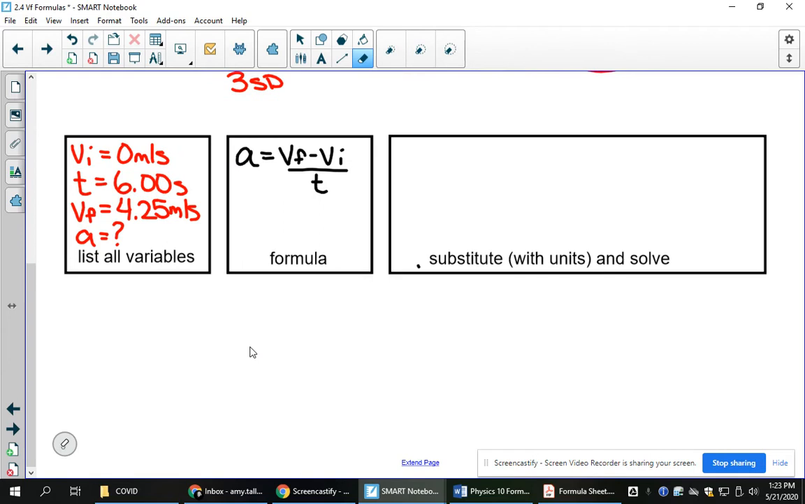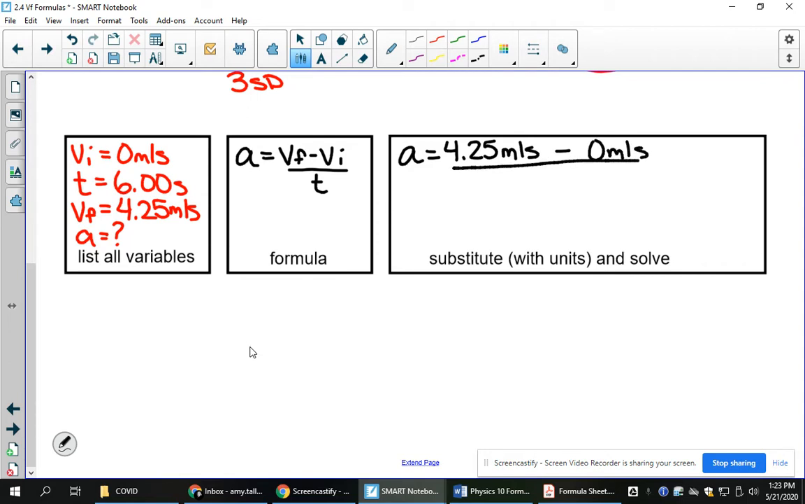Now we're at the substitution step. So I don't know acceleration. I'll just leave it as A. VF is 4.25 meters per second. Now, don't get lazy on me. You need to write your units in every single step of your work here. So meters per second has to be there. Minus initial velocity is 0 meters per second over the time, 6.00 seconds. Again, units. And you have to put the 0.00 because that's significant digits. That's important for us to write.